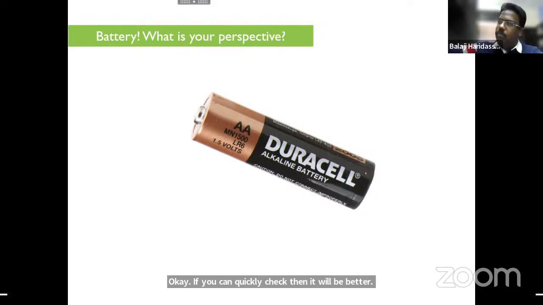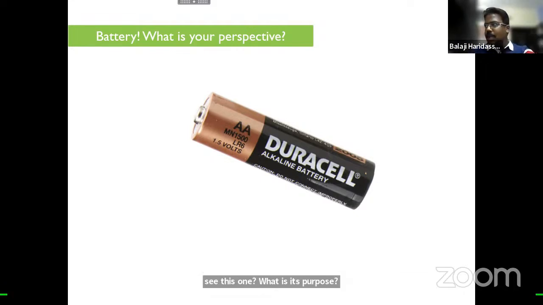Anyone? What do you feel when you see this one? What is its purpose? What other things do you see from this? Yeah, quickly. It's a simple question, but it has a lot of meaning. Details about the battery. Okay. The specifications are available.